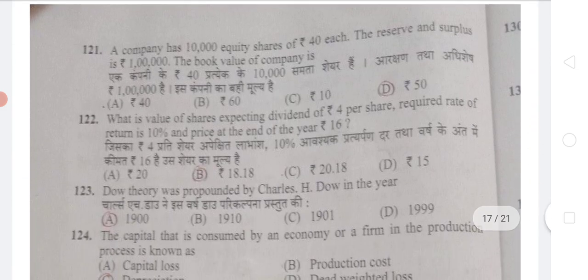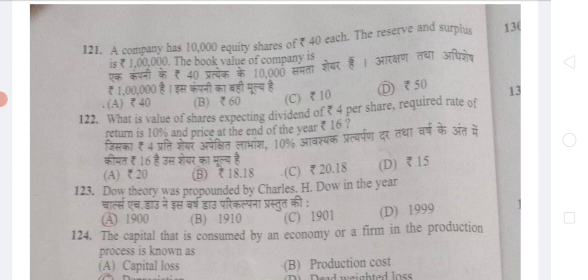A company has 10,000 equity shares of rupees 40 each. The reserve and surplus is rupees 1 lakh. The book value of the company is D. rupees 50. What is the value of a share expecting a dividend of rupees 4 per share, required rate of return is 10% and price at the end of the year is rupees 16? B. rupees 18.18.